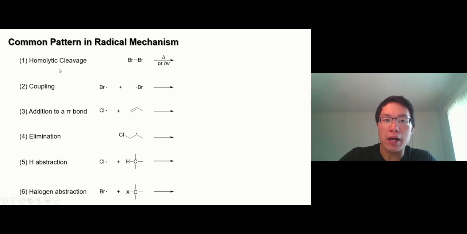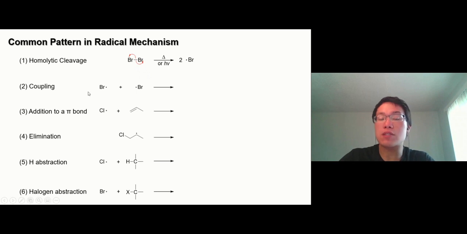First one, you don't have to know it is called homolytic cleavage, but if you look right here, we try to break this bond. One electron is going to go to the left bromine, the other electron is going to go to the right bromine. So it looks like that, right? So we use the fishhook arrow to show the process.